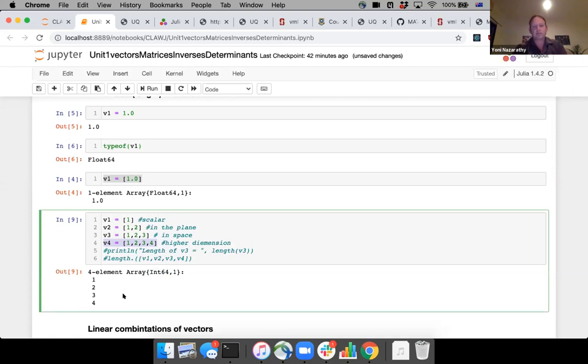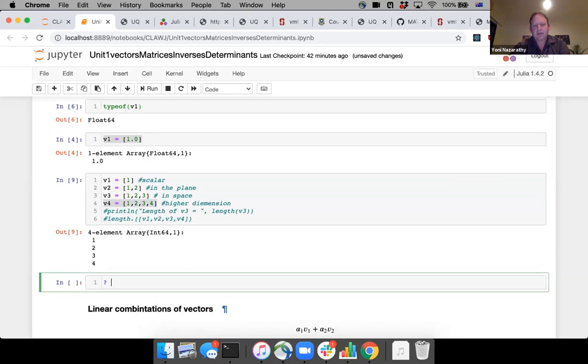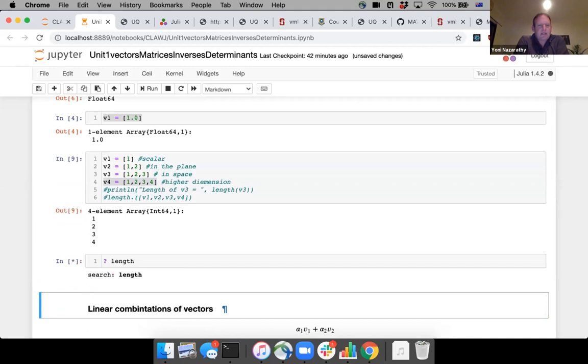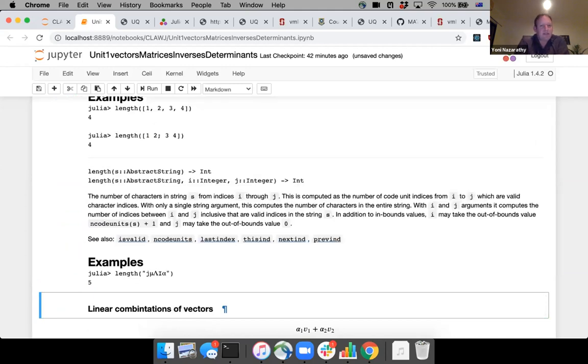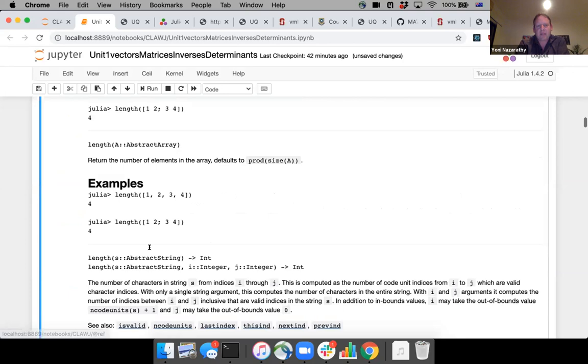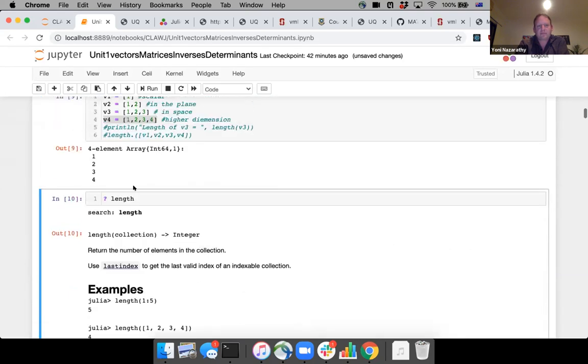Okay, so of course we have the length function. So let me look at the help for the length function. This is the Julia length function, it takes an array and tells us how many elements are in this array. It can also take a string, as I showed in this example. But we'd use it for the length of an array, okay?